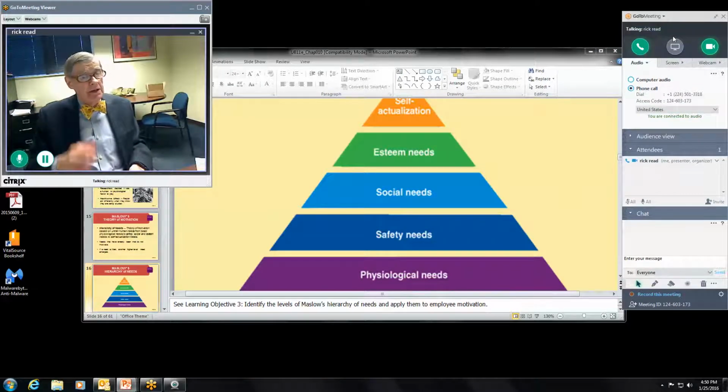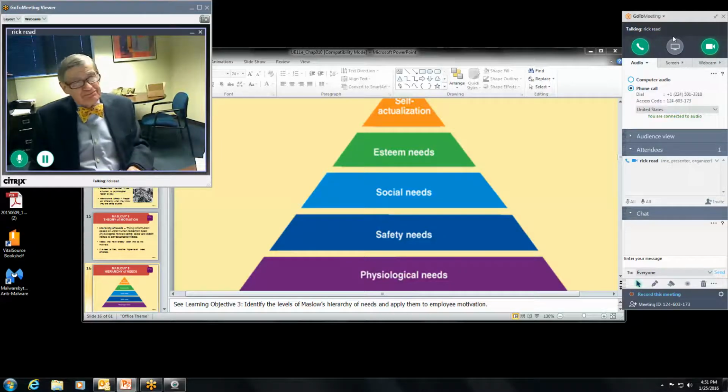Then it moves from safety needs to social needs. That's interacting with your fellow humans. Then to esteem needs, and then finally to self-actualization. Now, the two, esteem needs and self-actualization, are actually the higher level of the 5 needs, and the other 3 are what are known as the lower level.